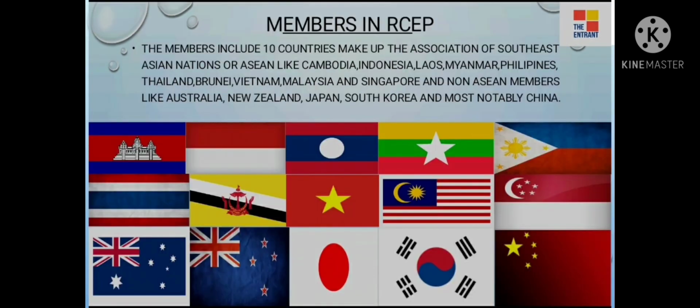In this slide, we will know who all are the members in RCEP. So let's learn the members of RCEP along with the national flags which I have provided in the slide. The members include ASEAN countries like Cambodia, Indonesia, Laos, Myanmar, Philippines, Thailand, Brunei, Vietnam, Malaysia, Singapore, and non-ASEAN members like Australia, New Zealand, Japan, South Korea, and most notably China.